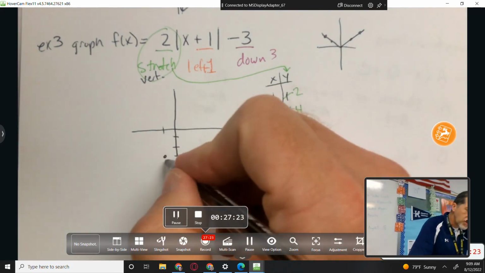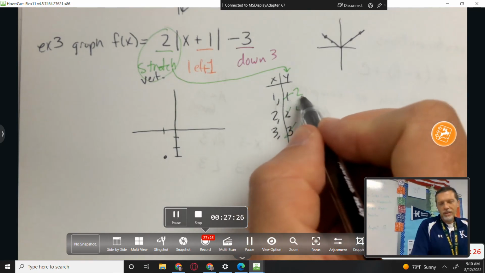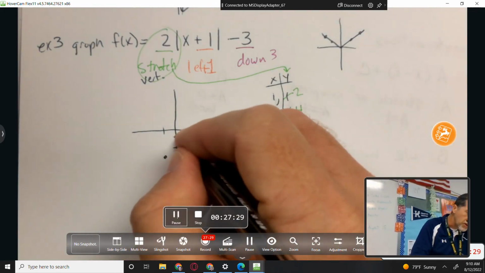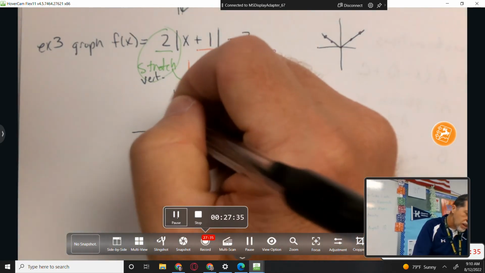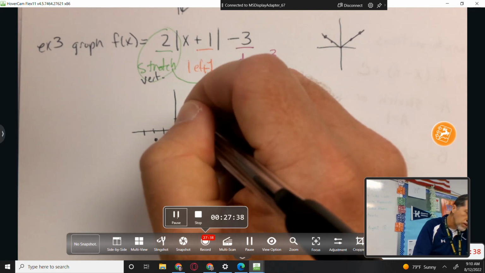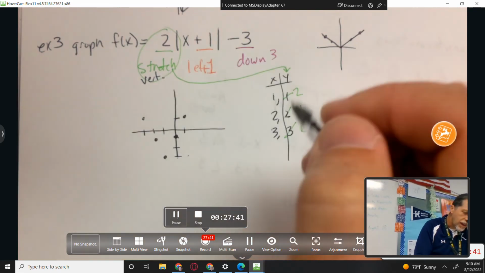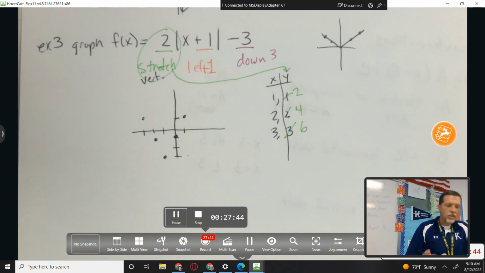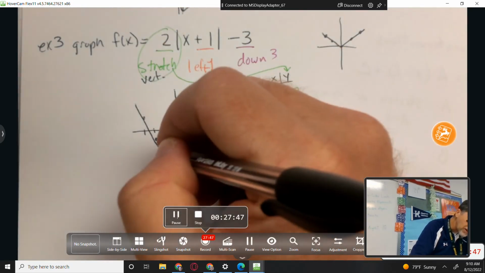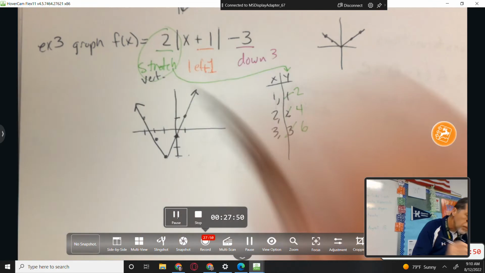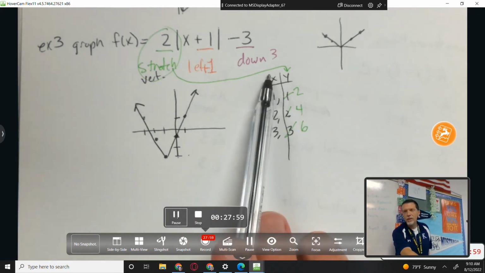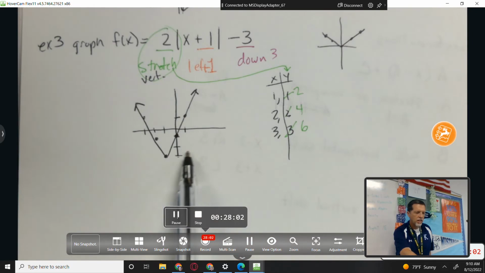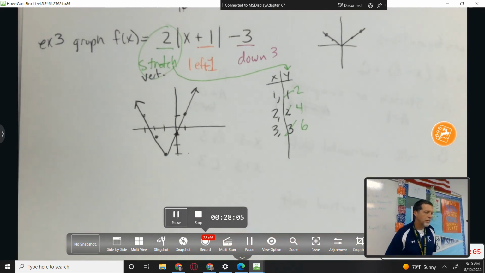So from my starting point, so again, there's not the point 1, 2, but I am going to go over 1, up 2 from the starting point on both sides. And then I'll go over 2 and up 4 on both sides. And I don't really want to do 3, 6, and 4, 8, and so on. We've got enough points to see what's going on here. So there's my picture. Again, take a moment to make sure it matches everything you said would happen. It's been stretched, it's left 1, and it's down 3. So I feel good about that answer.